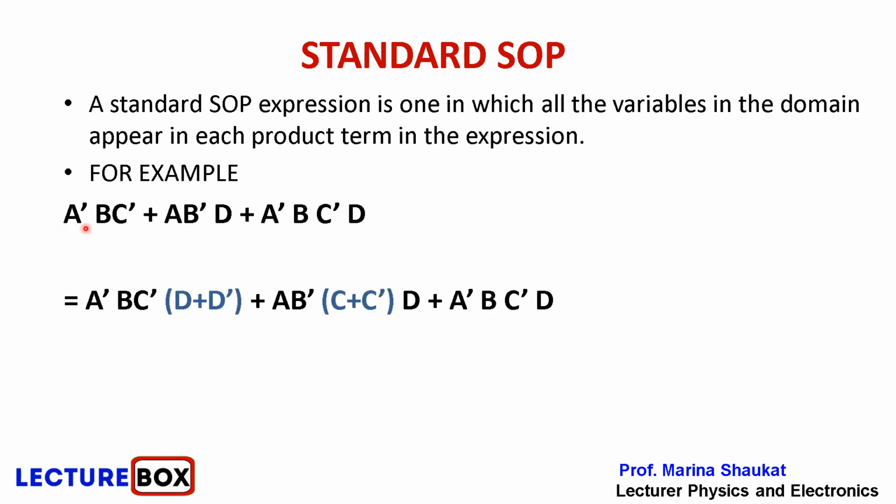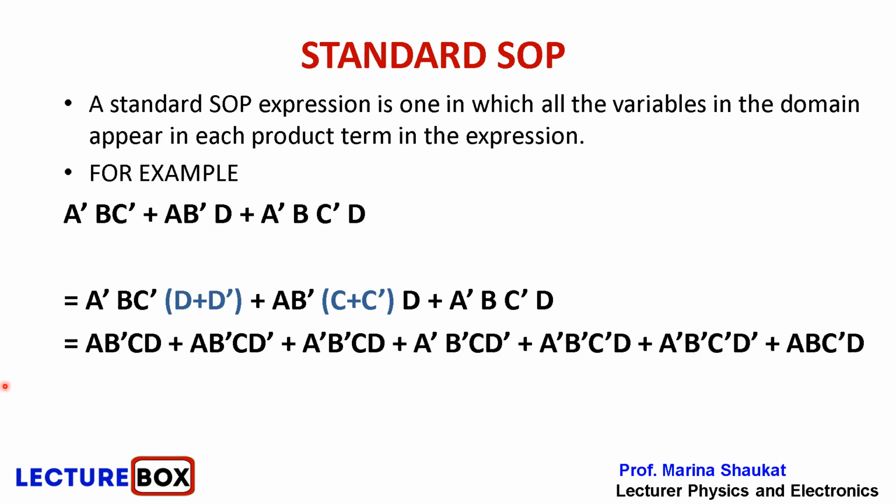But in this expression, D is missing, and in this expression, C is missing, which I can introduce in this form: D plus D complement. If D is 1, D complement will be 0. My answer will be 1, so that's why it is missing here. Similarly, C plus C complement will always give you 1. That's why you cannot see it here, because 1 gives you the same answer. By solving the bracket, I can get the expression, a huge expression, in which all 4 literals can be seen.